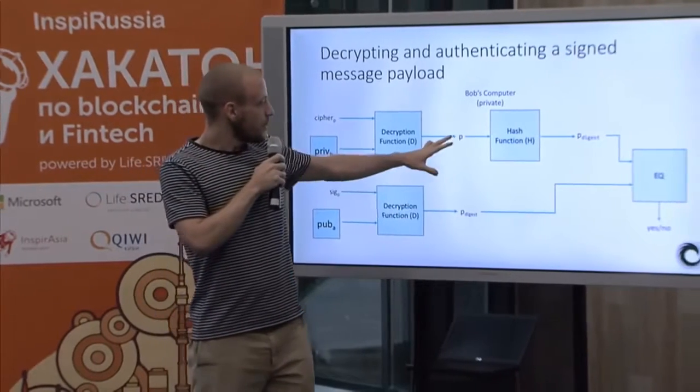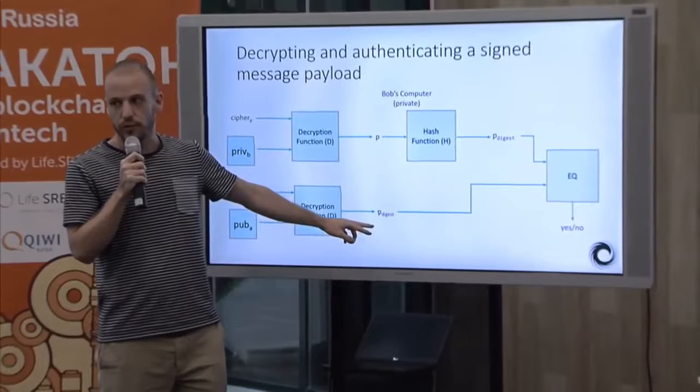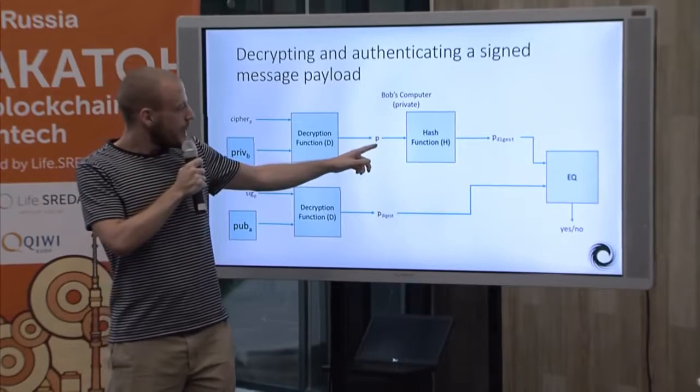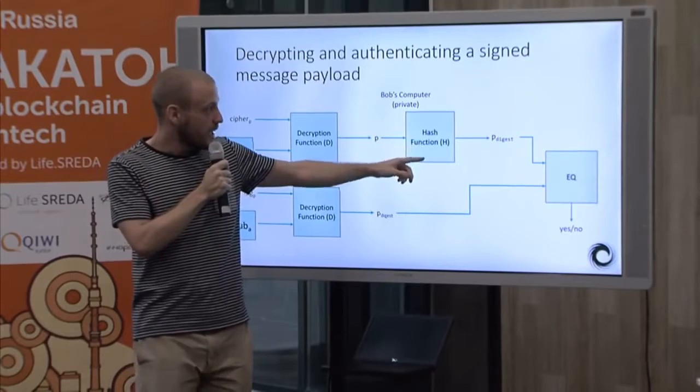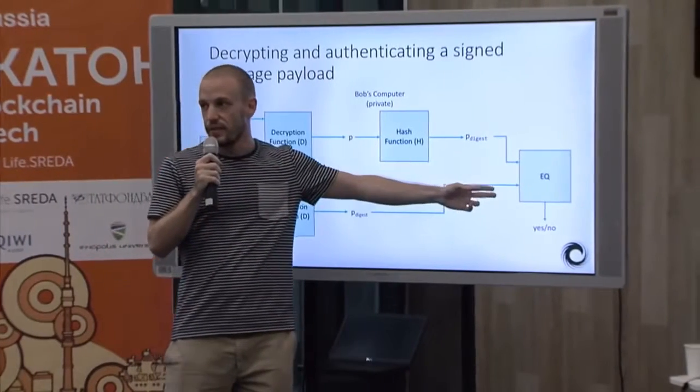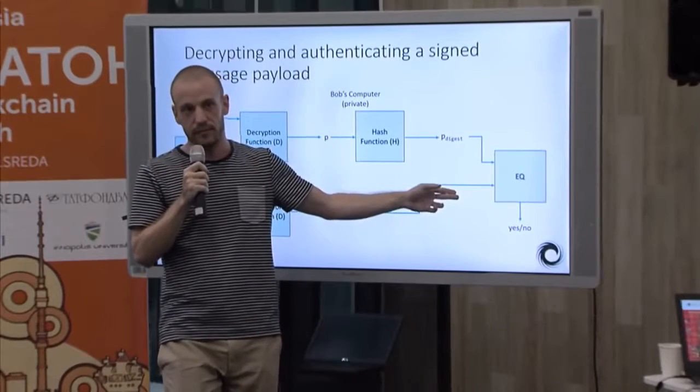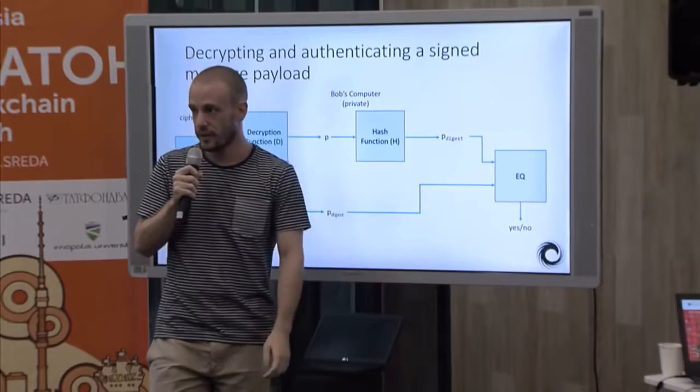right? So now he has the plain text and what is hopefully a fingerprint of the plain text. Bob can hash this plain text that he has to produce his own digest and see if these two things match. If they match, the message was not manipulated. If they don't match, somebody is trying to do something funny.